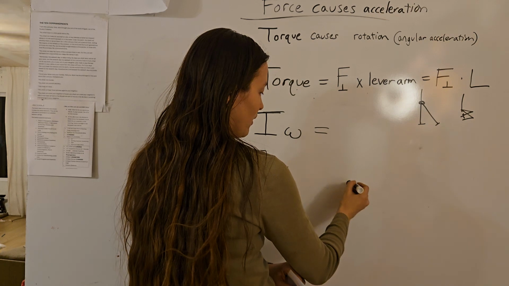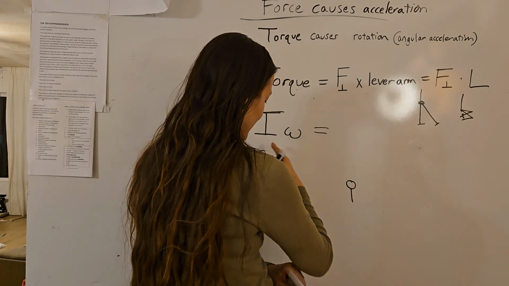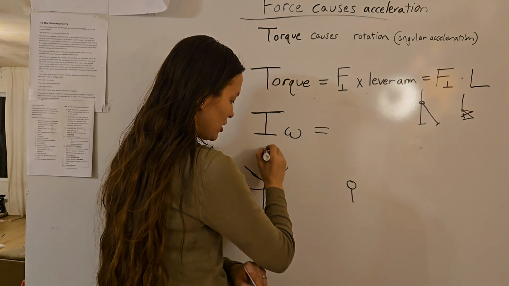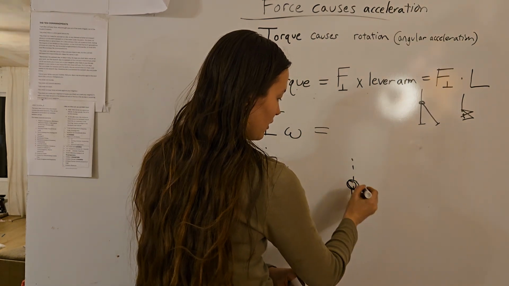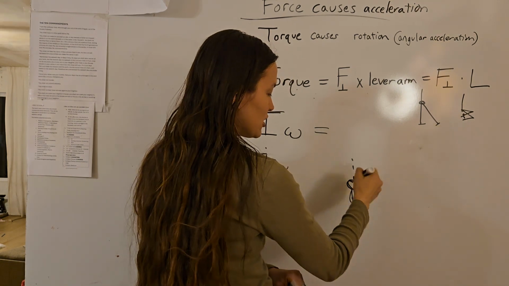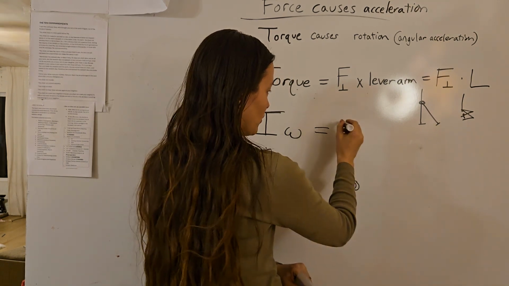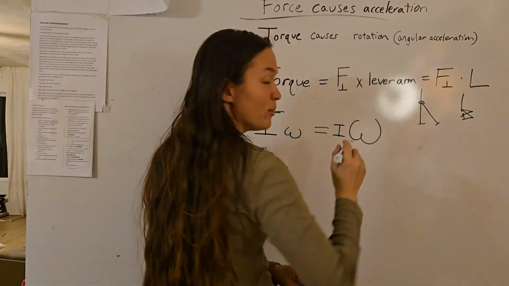Then she suddenly pulls everything in around her axis of rotation. Remember, her axis of rotation is right down her body. That's what she's rotating around. Now she pulls her arms in and her legs in, and she's going to be spinning much, much faster. So what did she do here? She made her I smaller, so now her omega is bigger.